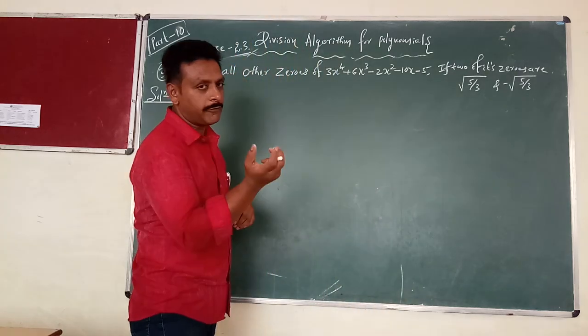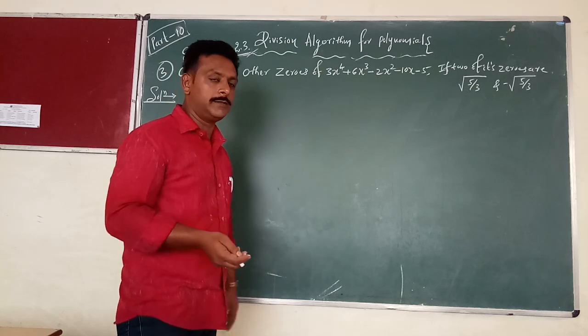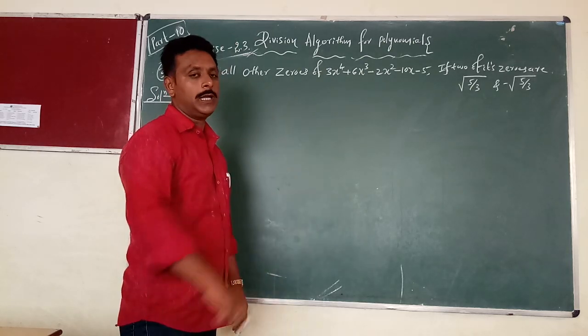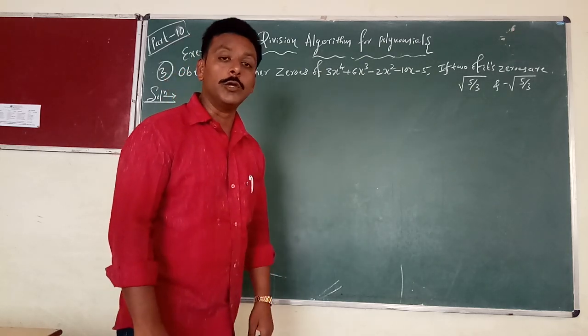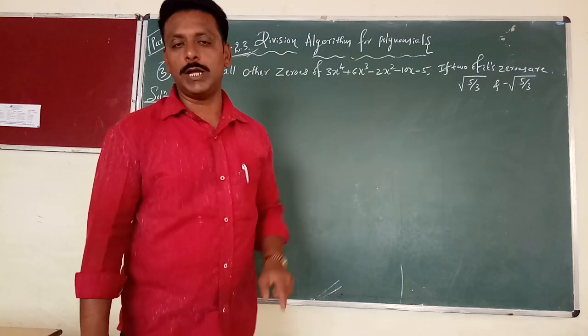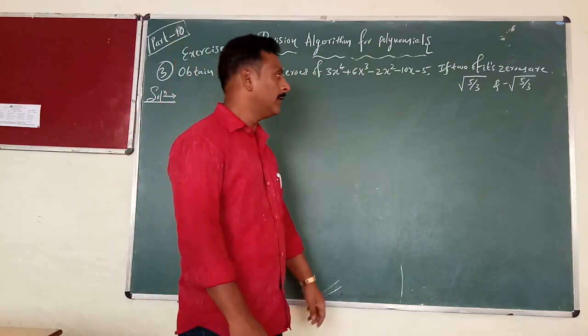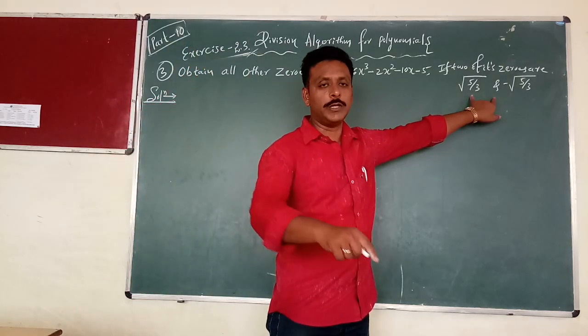By taking g of x I am going to divide p of x, then definitely we will get the remainder as 0. You have to get remainder 0 only. Why do we have to get the remainder 0? Because these are the 2 zeros.